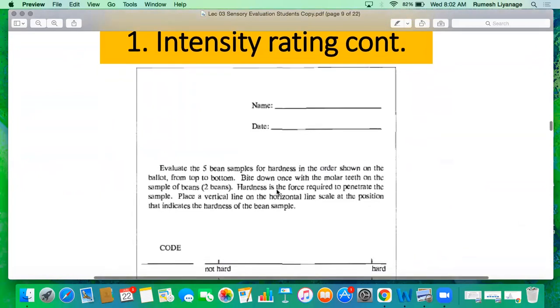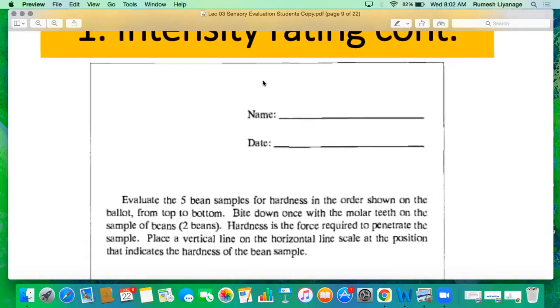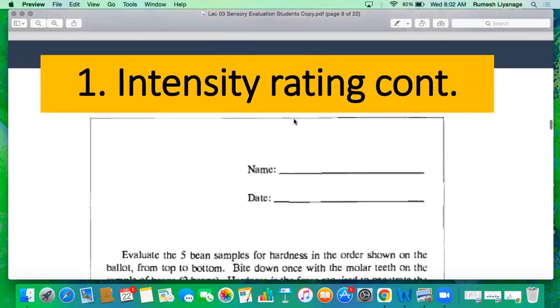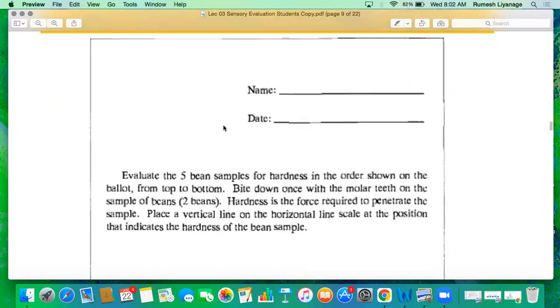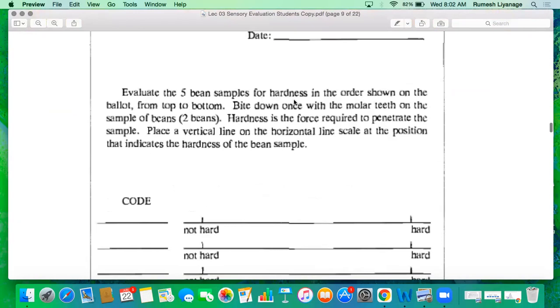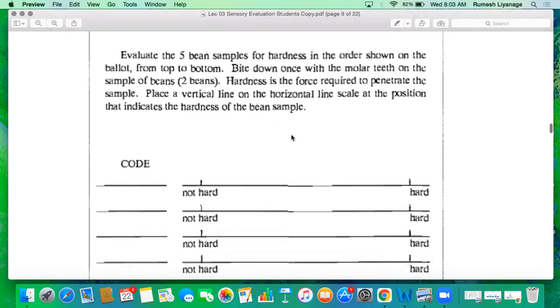Here you can see a format of ballot paper which has been developed for the intensity rating. So go through the characteristics, name and date is there, and a little introduction should be there. Evaluate the 5 bean samples for hardness in the order shown on the ballot from top to bottom. Bite down once with the molar teeth on the sample of beans, 2 beans together, right? Hardness is the force required to penetrate the sample. Place a vertical line on the horizontal line scale at the position that indicates the hardness of the bean sample.